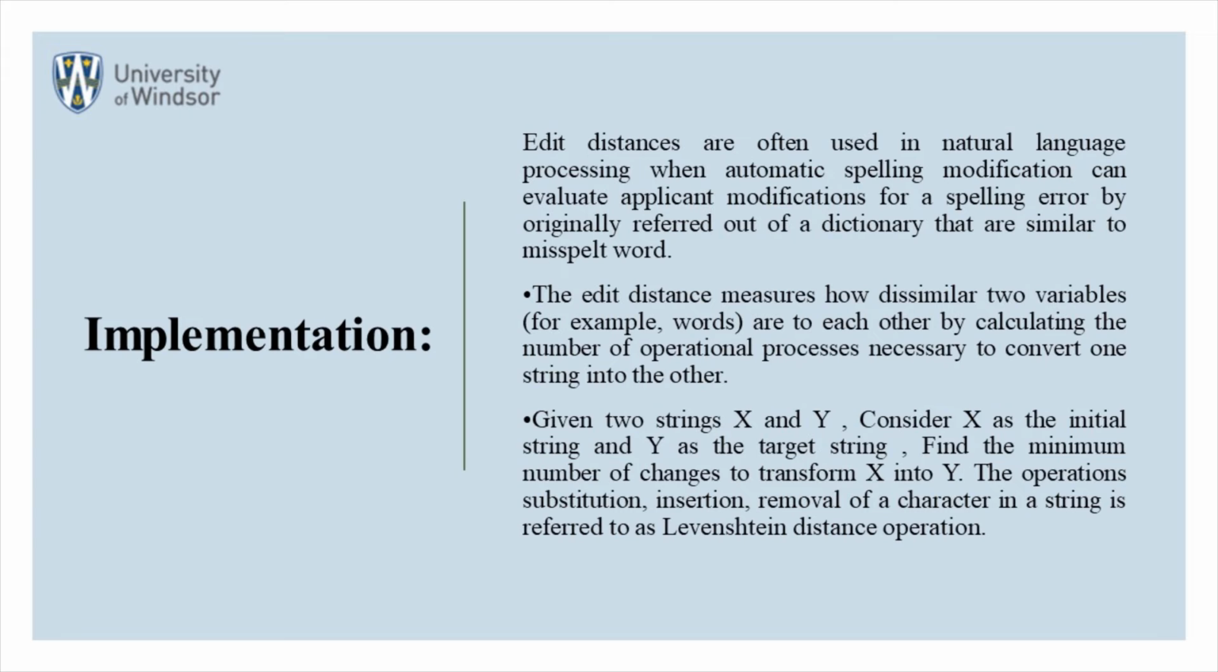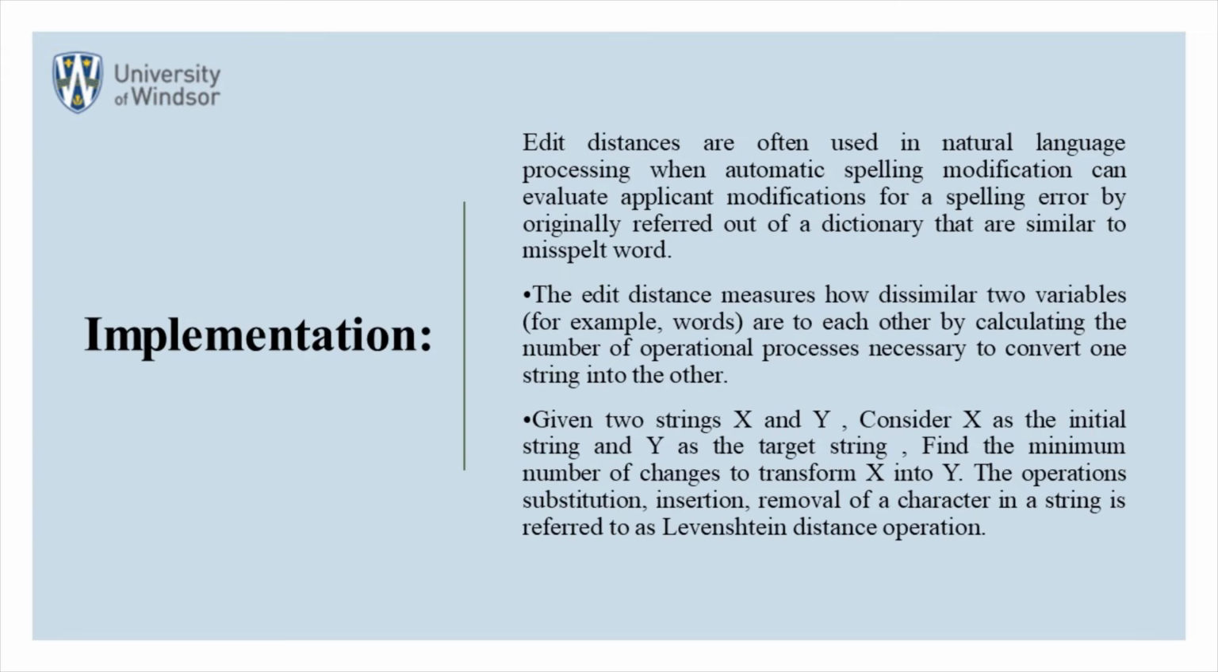Edit distances are mostly used in natural language processing, where automatic spelling modification can evaluate candidate modifications for a spelling error by looking up words in a dictionary that are similar to the misspelled word. Generally, edit distance measures how dissimilar two strings are to each other by calculating the number of operations necessary to convert one string to the other string.